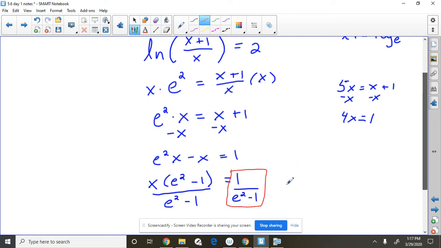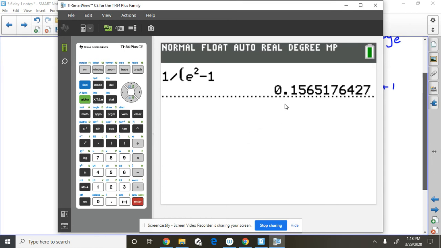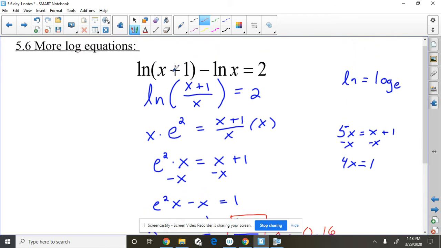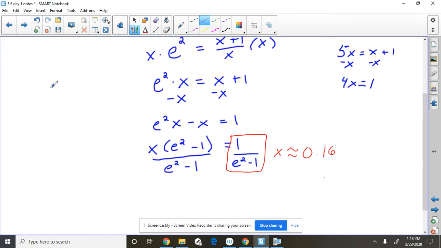But then we can go to our calculator and figure out an approximate value. I'll go to calculator, and I'm going to take 1 divided by the quantity, e squared minus 1. My answer is about 0.16. Just a quick check, if we go back to the top, 0.16 plus 1 is bigger than 0, and 0.16 is bigger than 0, so that answer works in the original equation. I have my one answer, x is about 0.16.